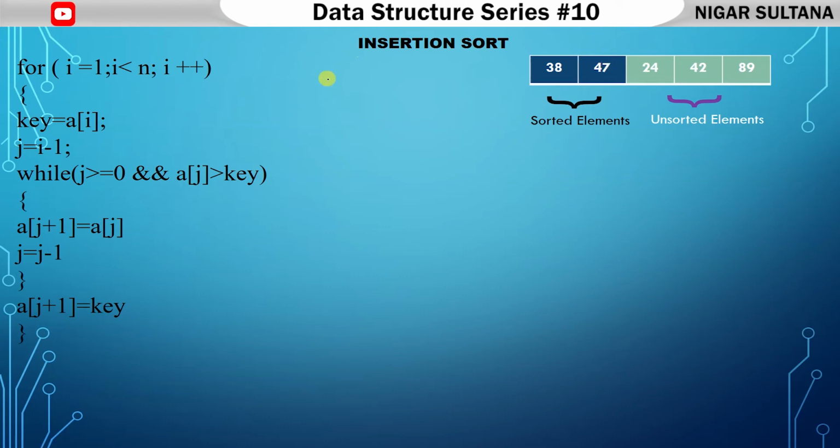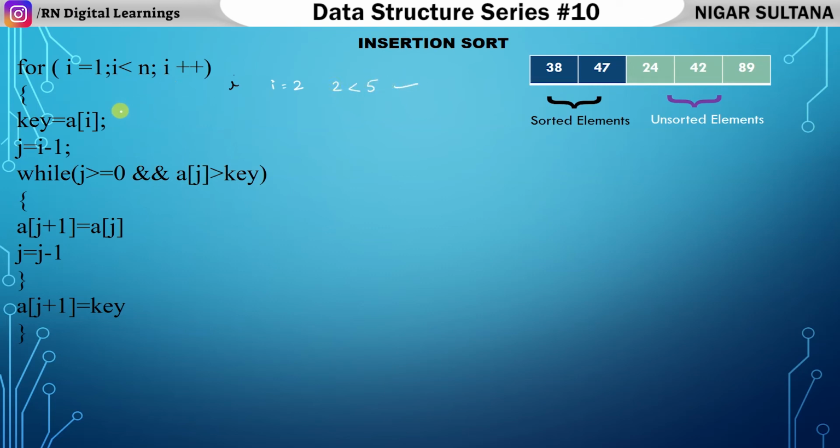Next, I must increment the value of I. When this completes, I must increment the value of I. The I value is 2 now. Let's compare this. Is 2 lesser than N? This is true.